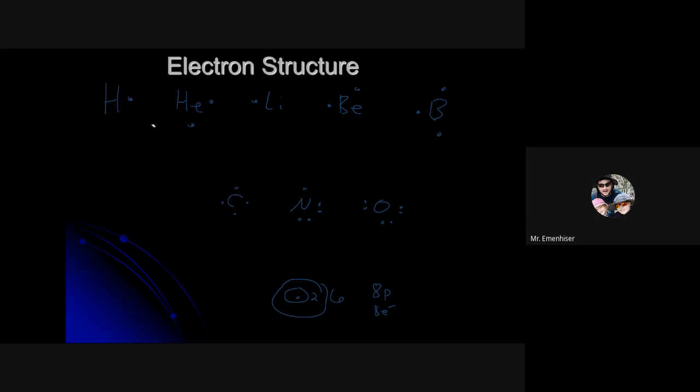Okay. But I'm just showing you another way that we can represent the electron structure. We can write the symbol for the element and draw a number of dots. The number of dots tells us how many electrons are in the outermost shell.